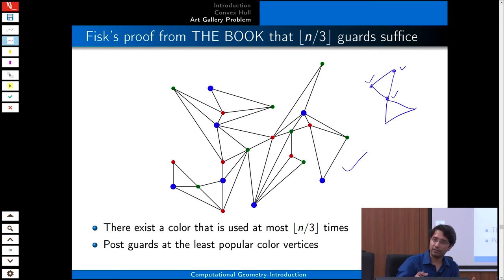Here in this graph, I have done a proper coloring. That means each triangle gets 3 different colors. So each triangle has a representative from blue, whose size is at most n by 3. Till now, are you with me? All good? But still the question remains, is this graph 3 colorable or not?